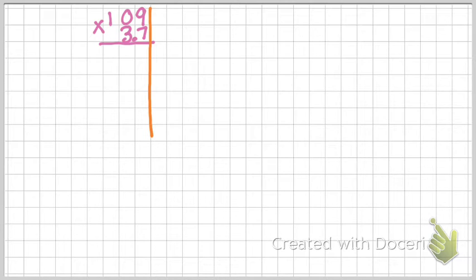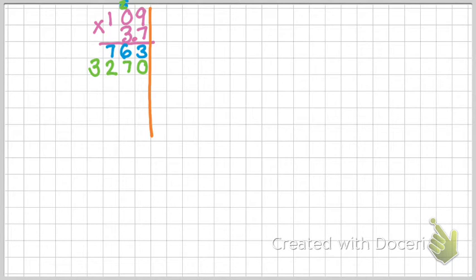So we're going to multiply this just like it was 109 times 37. 7 times 9 is 63. Put your 3, carry the 6. 7 times 0 is 0, plus 6 is 6, and 7 times 1 is 7. You're going to drop down, add a 0 in the ones place, and then 3 times 9 is 27. Carry the 2, put the 7. 3 times 0 is 0, plus 2 is 2. 3 times 1 is 3.